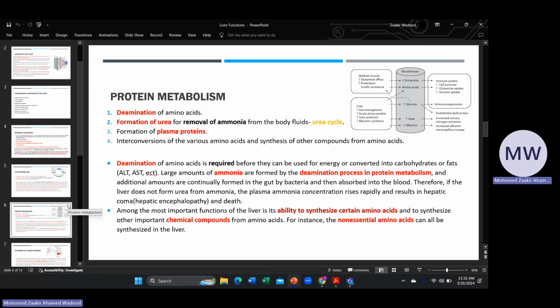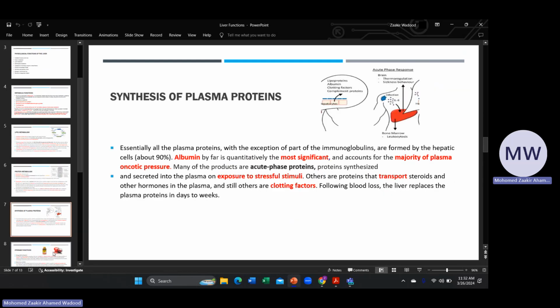Next, we come to the plasma proteins. In the case of plasma proteins, all of them, with the exception of the immunoglobulins, are formed by the liver. And of course, arguably the most important of these is albumin. As I mentioned before, it accounts for the majority of oncotic pressure, so it helps in fluid retention. Aside from these, there are also acute phase proteins, which are really important in the inflammatory process. And moreover, transport proteins, for example, for steroids, as well as other hormones in plasma.